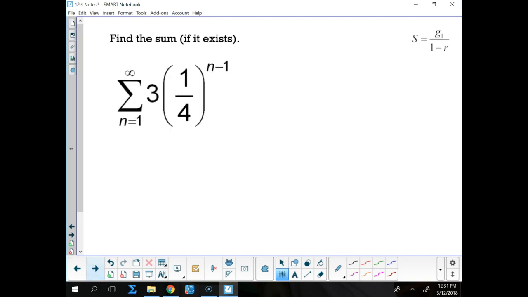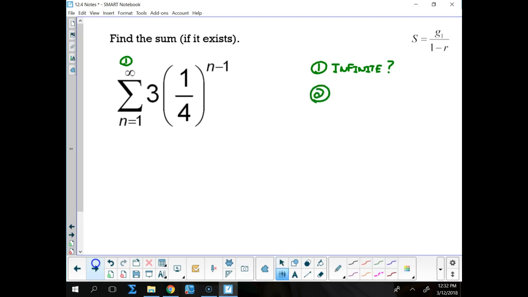First check is infinite sum, non-infinite sum. Is this an infinite sum? Yes. Why? Because there's an infinity sign up there at the top of my sigma. So that tells me that it is an infinite sum.